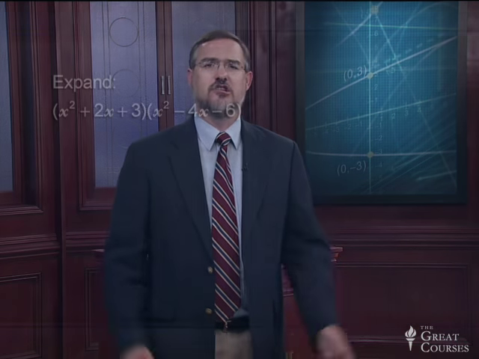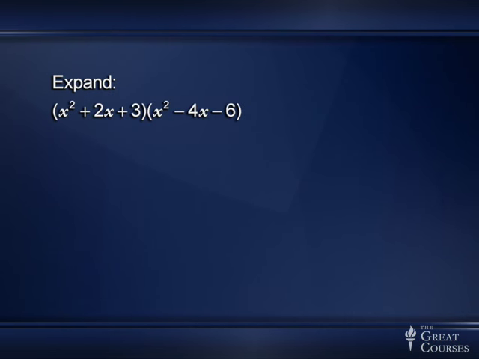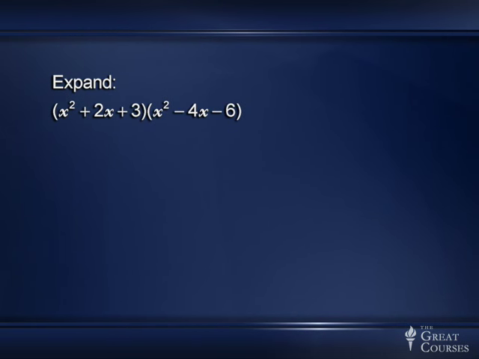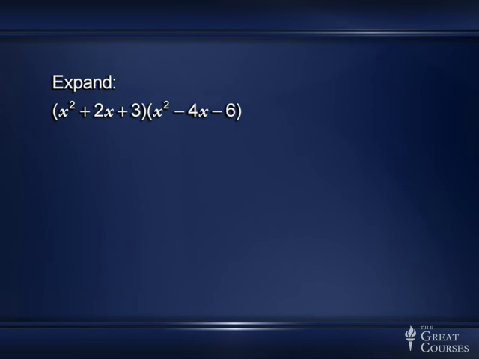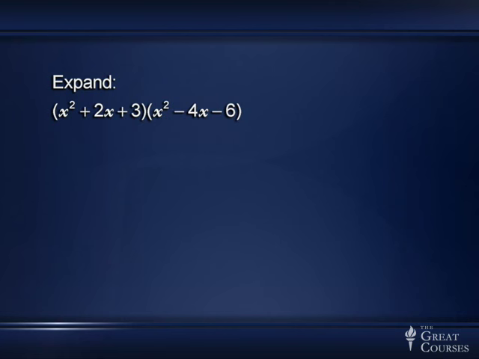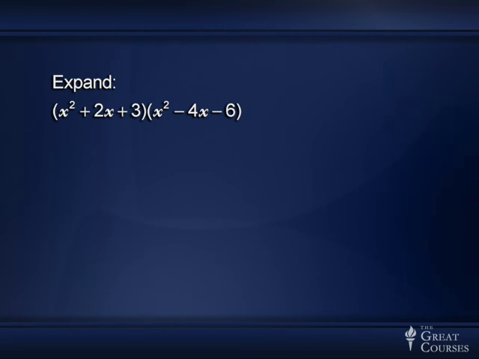Now, these kinds of problems deserve lots of practice. So let's look at one more example. And in this case, it's going to be a 3-term polynomial, or trinomial, with another 3-term polynomial, another trinomial. So let's expand the following: x squared plus 2x plus 3 times x squared minus 4x minus 6. Now, again, each term in the first trinomial has to be multiplied with each term in the other. So that's going to give me actually 9 different terms before we combine the like terms.